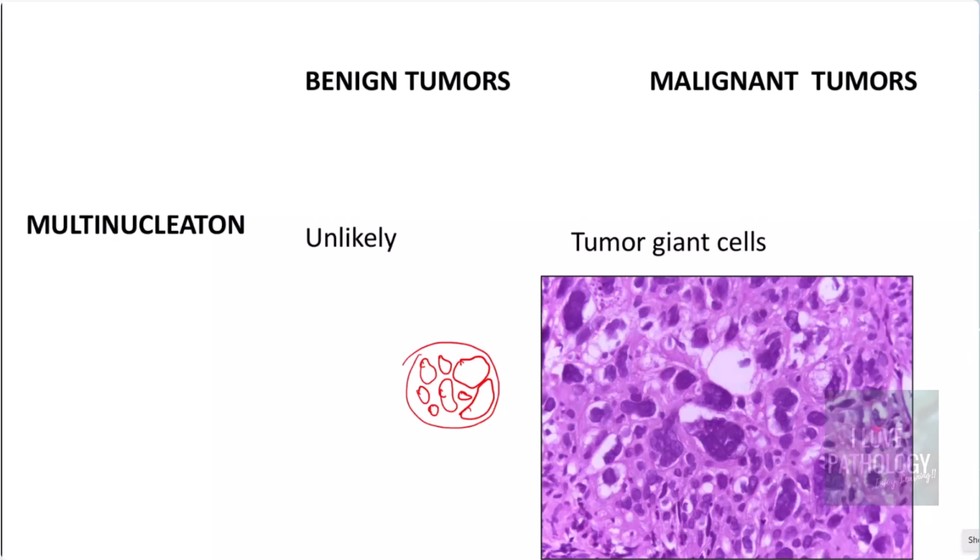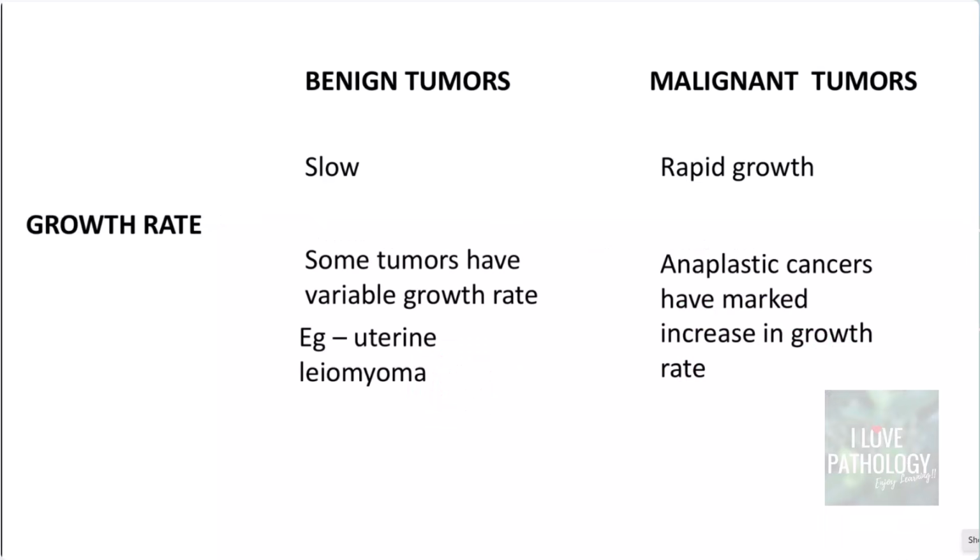Okay, that is how you differentiate between a tumor giant cell and a giant cell which is seen in other conditions. These tumor giant cells are often found in malignant tumors. The second important feature to differentiate between benign and malignant tumor is the growth rate. By and large, all benign tumors are slowly growing tumors. Sometimes some of the benign tumors have variable growth rate.